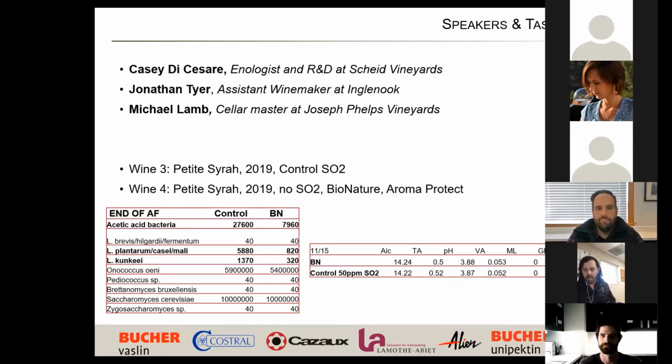For the must, we used an organic yeast that we inoculated 24 hours after the BioNature. And then another 24 hours after that, we inoculated with our malolactic bacteria to do a co-inoculation sequential inoculation to try to be done with MLF after fermentation.